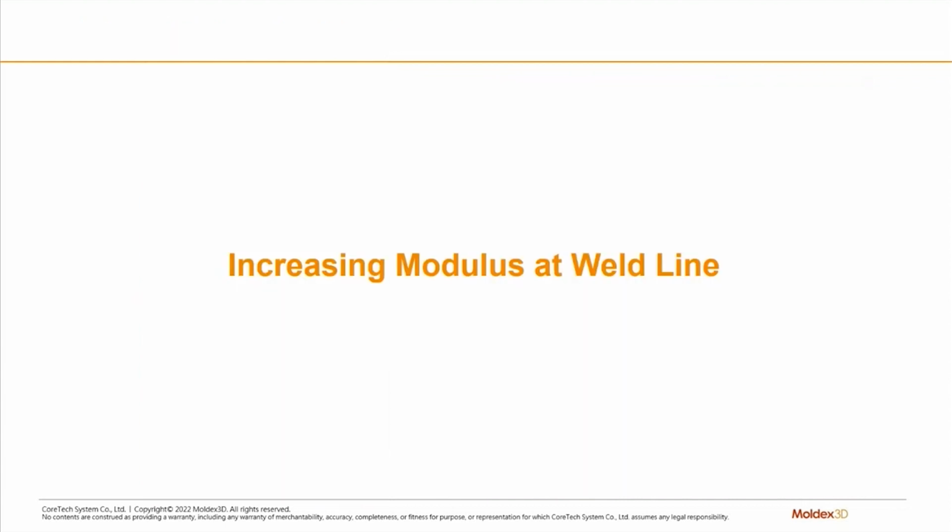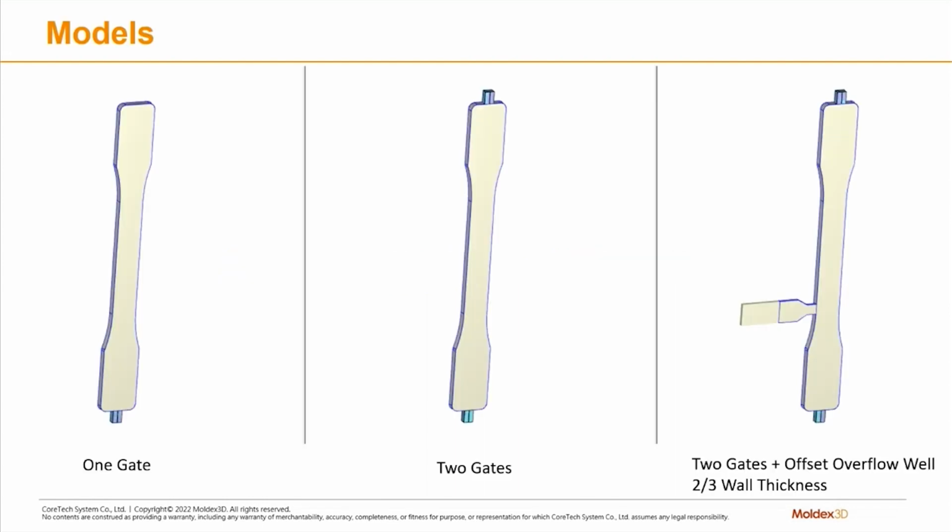So here is a small example on the dog bone part where we will try to look at increasing the modulus strength for those weld lines. And we're going to look at three designs. Here on the left-hand side, we have a dog bone where we have one gate. Here we have a dog bone where we have two gates at the end.